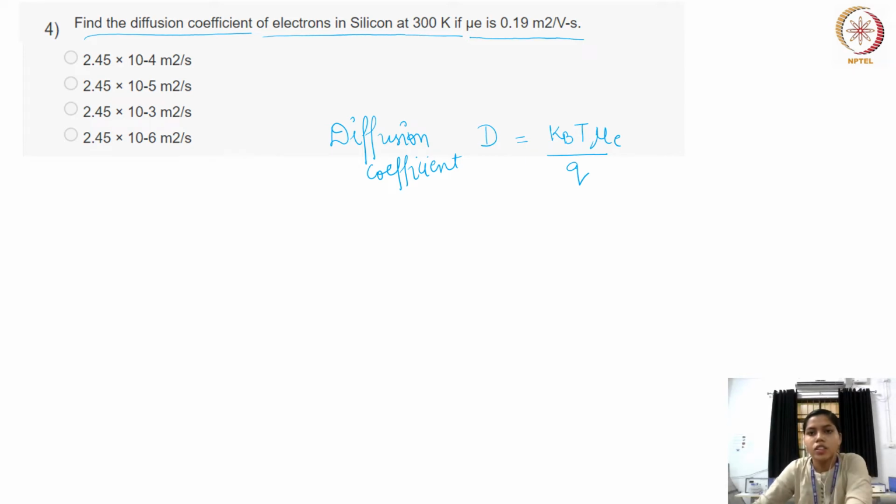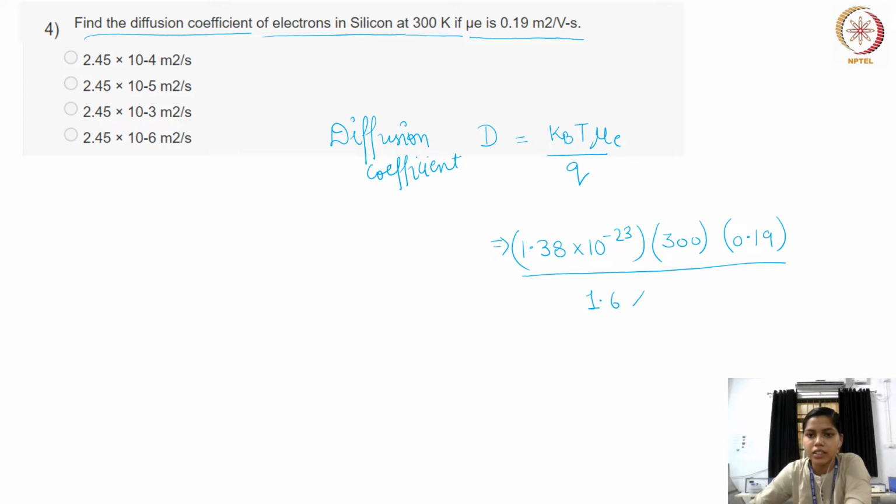Here we know the value of the Boltzmann constant, 1.38 into 10 raised to the power minus 23 joule per Kelvin, and the temperature is also given, 300 Kelvin, so we multiply by 300. The mobility of the electron is 0.19, and we divide this by the charge on the electron, 1.6 into 10 raised to the power minus 19. Is this clear to everyone? You can write yes in the chat box if it is clear.